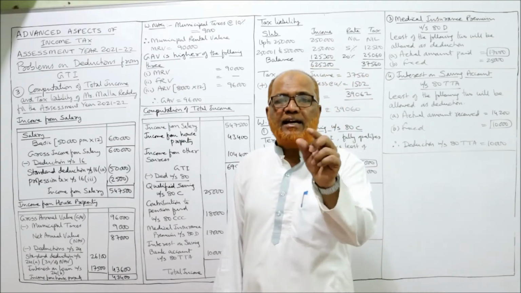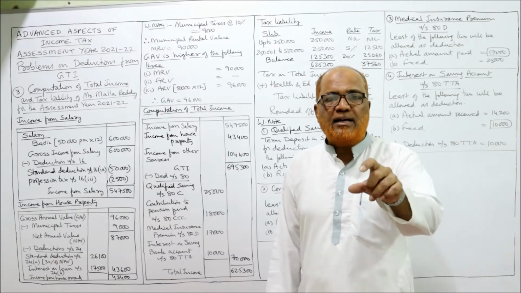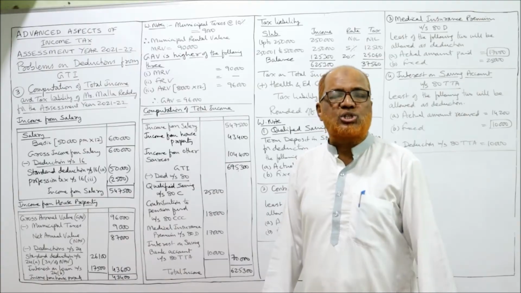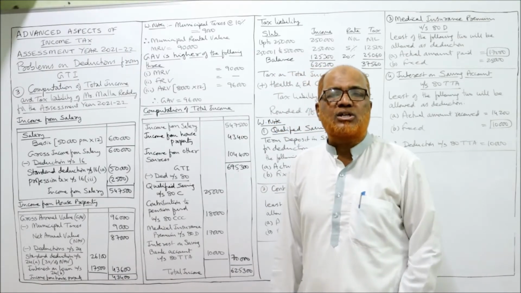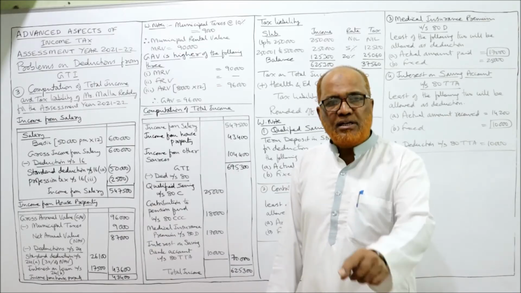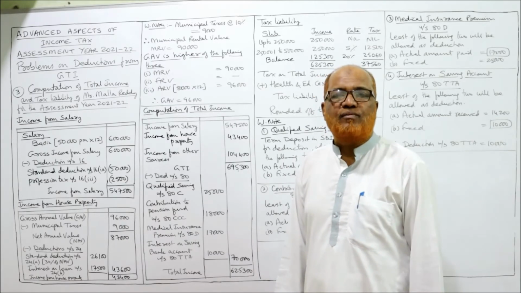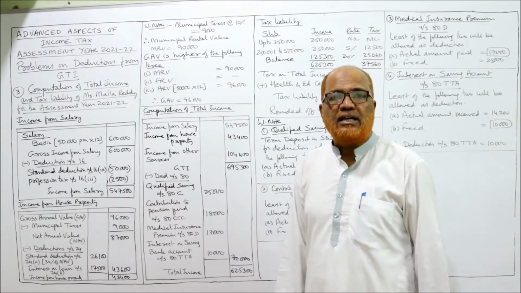Then second is entertainment allowance deduction under section 16(2), but entertainment allowance is not there. That's why we don't have the deduction under section 16(2). Third one, professional tax paid under section 16(3). It is given in the problem. The assessee has paid professional tax 2,500. Deduction will be allowed under section 16(3).